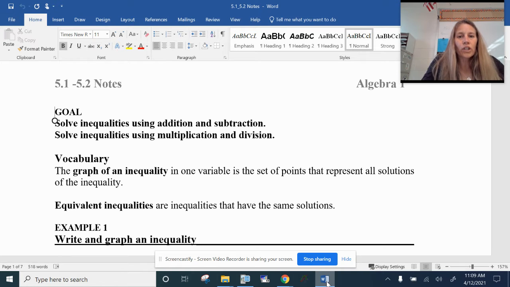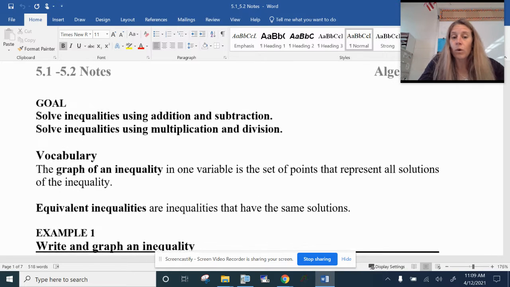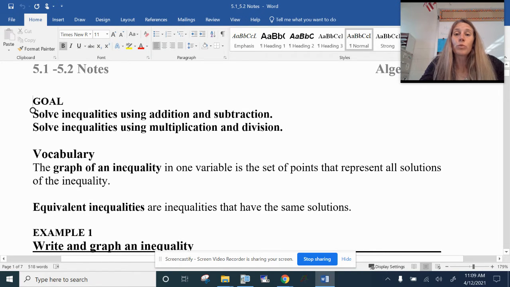Okay, so we're going to move on to chapter 5, which is inequalities. And the first two sections we're going to go over are just solving some simple inequalities using the different operations. So addition, subtraction, multiplication, and division. We will also be graphing inequalities in one variable, which will represent the set of points that are all of the solutions of the inequality. And just as a reminder, equivalent inequalities are inequalities that have the same solutions.